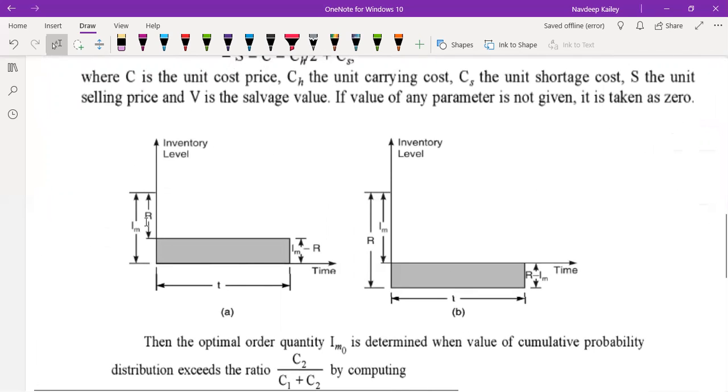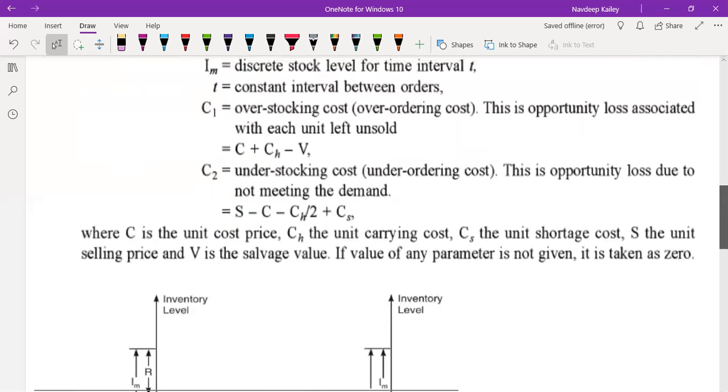Here capital R represents the discrete demand rate with probability PR, and IM represents the discrete stock level for time interval T. The first figure corresponds to the situation when the discrete demand rate, that is capital R, is less than or equal to the discrete stock level for time interval T, that is IM. Here R is less than or equal to IM. And the second situation corresponds to when the discrete demand rate, capital R, is greater than the discrete stock level for time interval T. Here capital R is greater than IM.